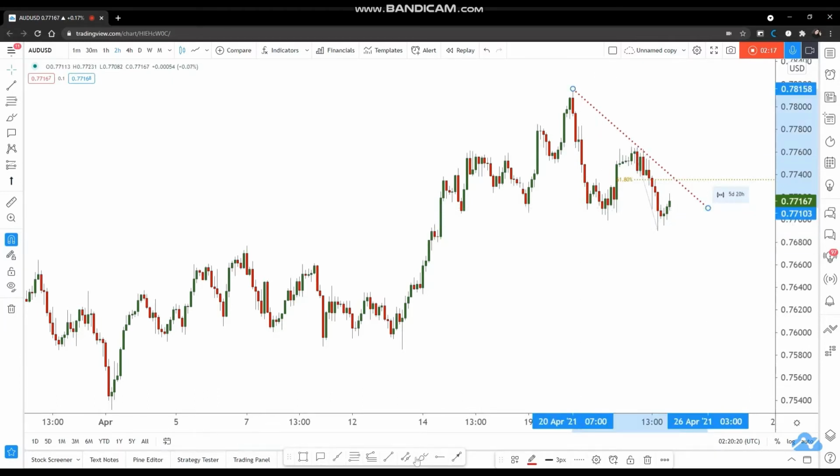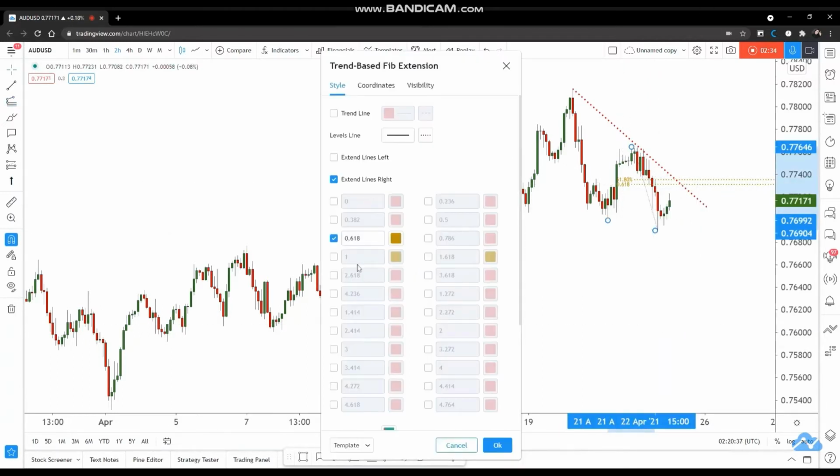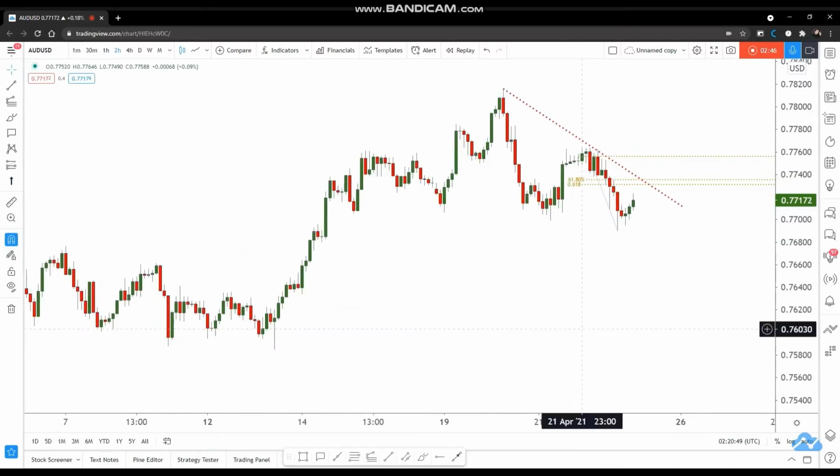And then next, using an extension, I'm going to see if there's any confluence between 61.8 and this extension. Using these 3 points, 1, 2, and 3, I can see that 61.8 is also in line with the retracement. For the extension and retracement is in line. So next, I'm just going to open up my 100% extension as well, so that I can see where is a good spot for my stop loss.